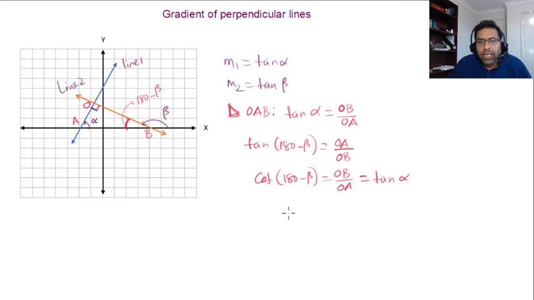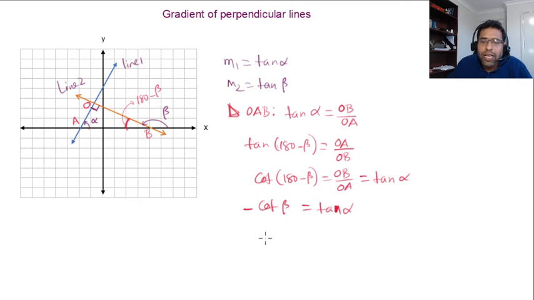So tan of alpha we know is m1, right? And we have cot of 180 minus beta. You know that cot of 180 minus beta is minus cot beta. It's just a trigonometric rule. So cot of 180 minus beta gives you minus cot beta, which is equal to tan alpha.